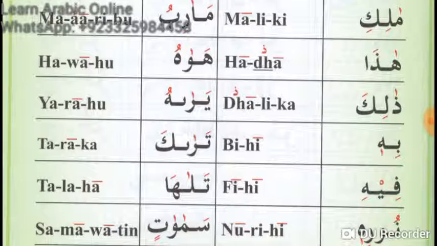All these are short vowels. So, sorry, first look. First is ya madda. Why?